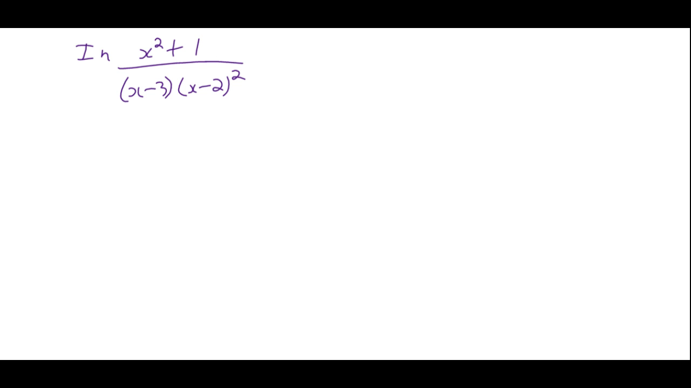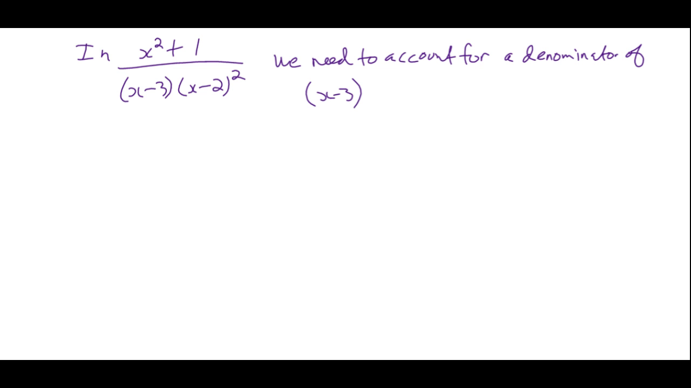Okay. So we need to account for a denominator of, well, there could be an x minus 3 in the denominator. There could be an x minus 2, and there could be an x minus 2 squared. So we have to account for that possibility, that's how this thing is going to split out. So we're going to write this.